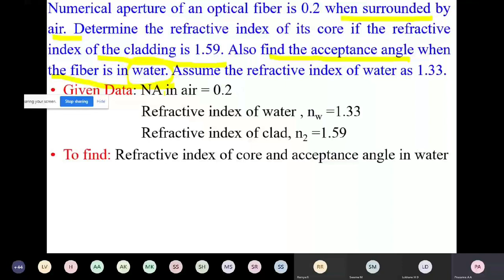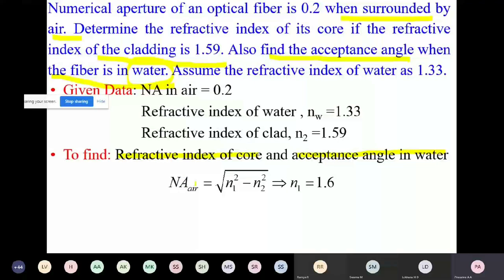So like data, what is given? Numerical aperture in air is given. Numerical aperture in water is not given. Refractive index of water is given. Refractive index of cladding is given. Refractive index of core is not given in the problem. So you have to calculate the refractive index of the core as well as the acceptance angle in water.